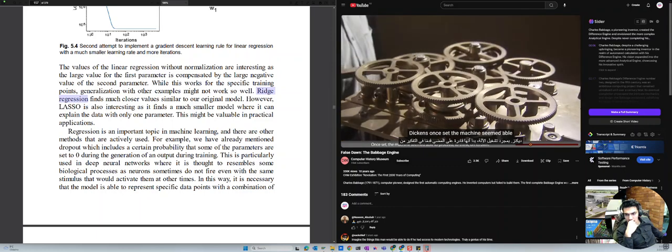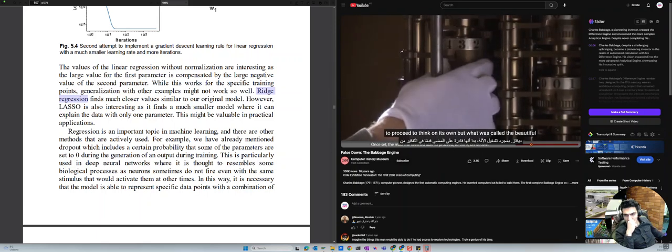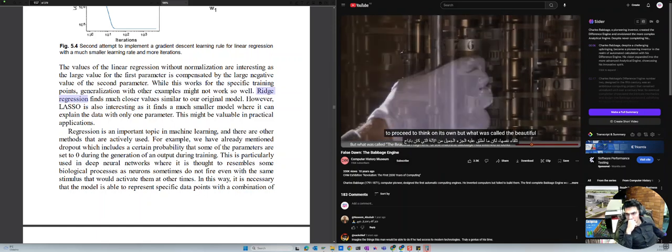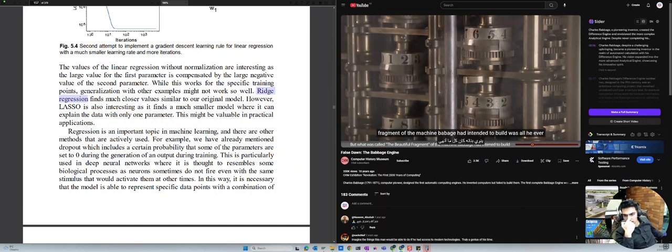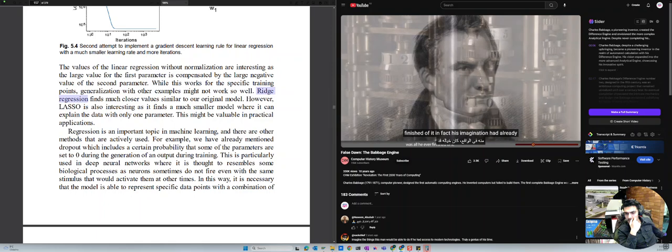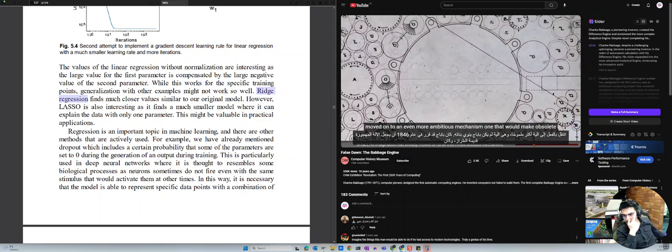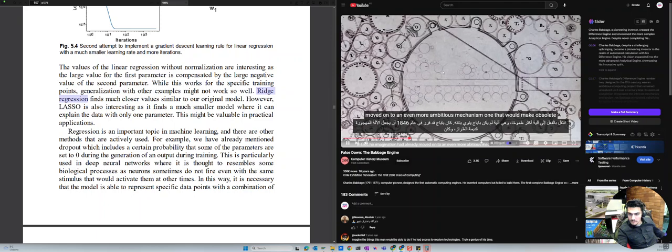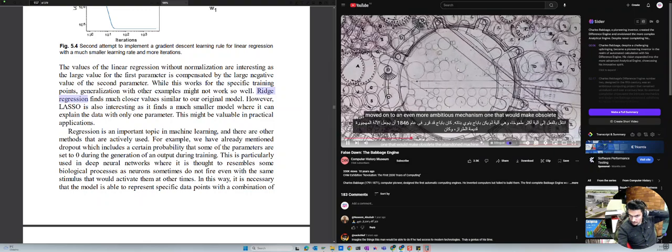Once set, the machine seemed able to proceed, to think on its own. But what was called the beautiful fragment of the machine Babbage had intended to build was all he ever finished of it. In fact, his imagination had already moved on to an even more ambitious mechanism. One that would make obsolete the abandoned machine.